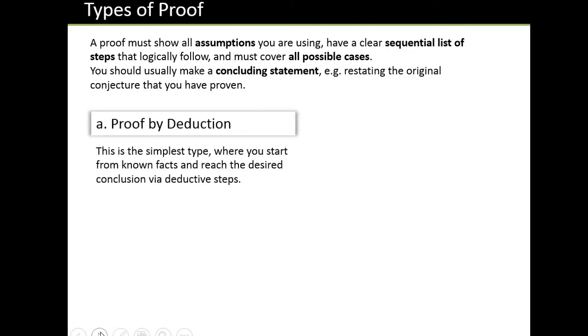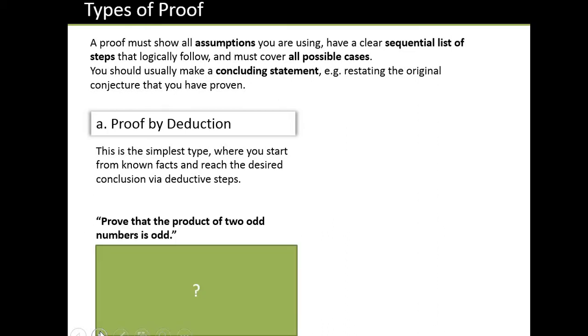So proof by deduction, this is the simplest type where you start from a particular fact and then you reach the desired conclusion via deductive steps. So involving lots of different algebra, often involving completing the square, you will see later. Okay, prove that the product of two odd numbers is odd.